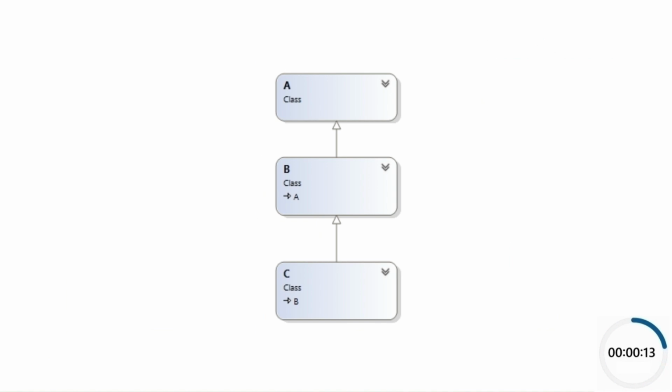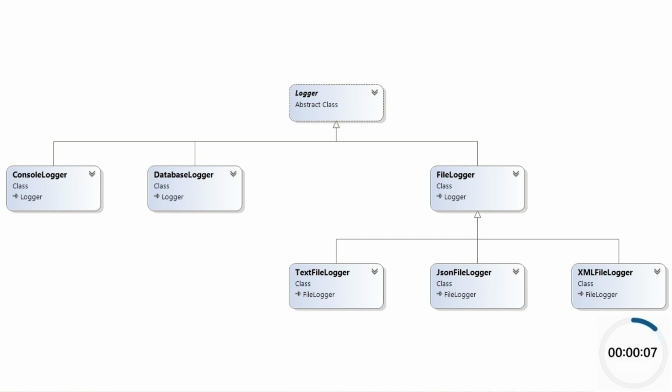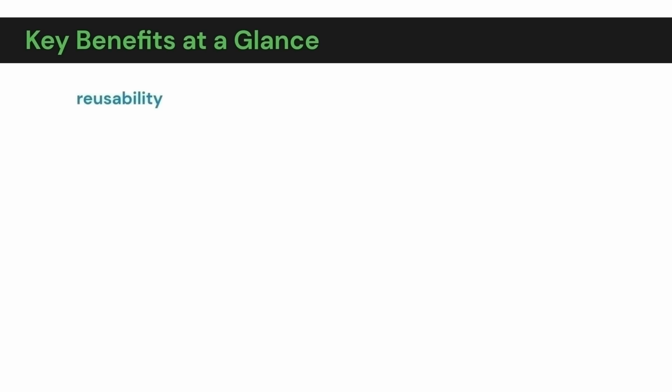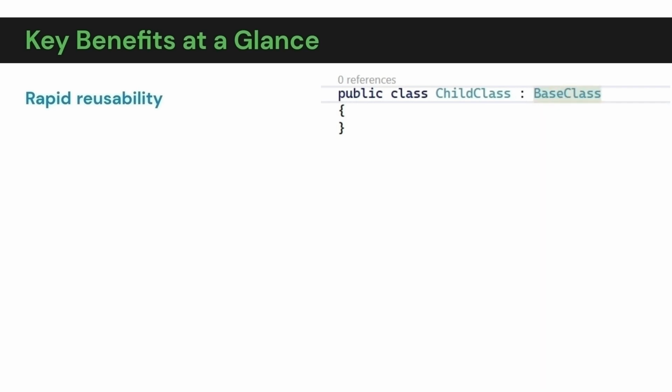If C derives from B and B from A, it's called multi-level inheritance, and it's allowed. We can inherit as many times and to as many levels as we want. When different classes are connected through inheritance, it's called a class hierarchy. Inheritance gives you not just reusability, but rapid reusability. All you need to do is this, and all the public members of the base class are now yours.